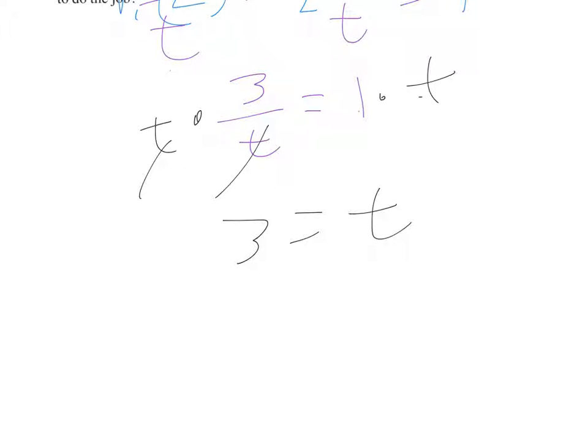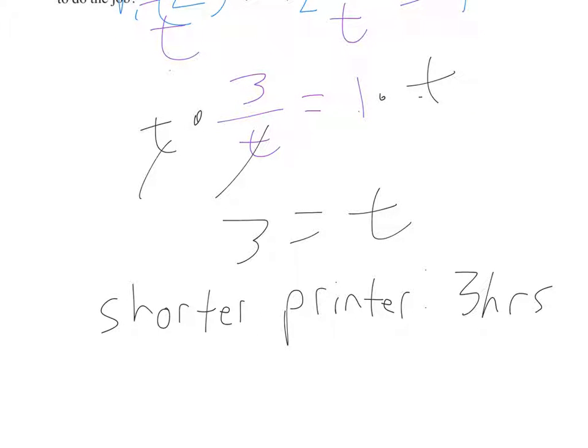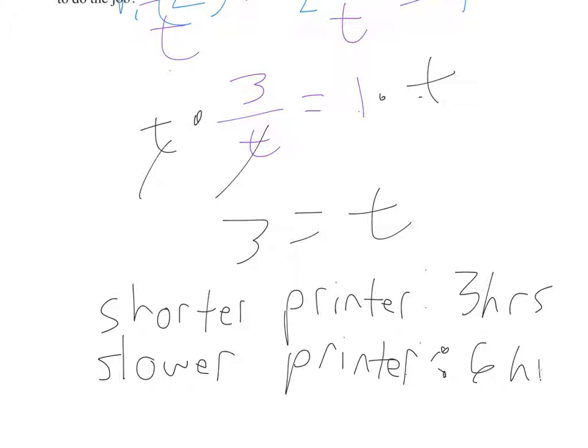So that means the faster printer would take 3 hours, and the slower printer, since it's only half as fast, would take 6 hours.